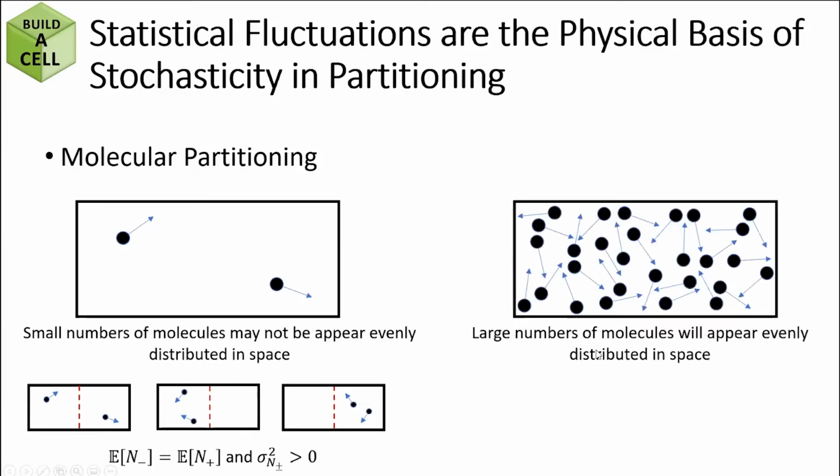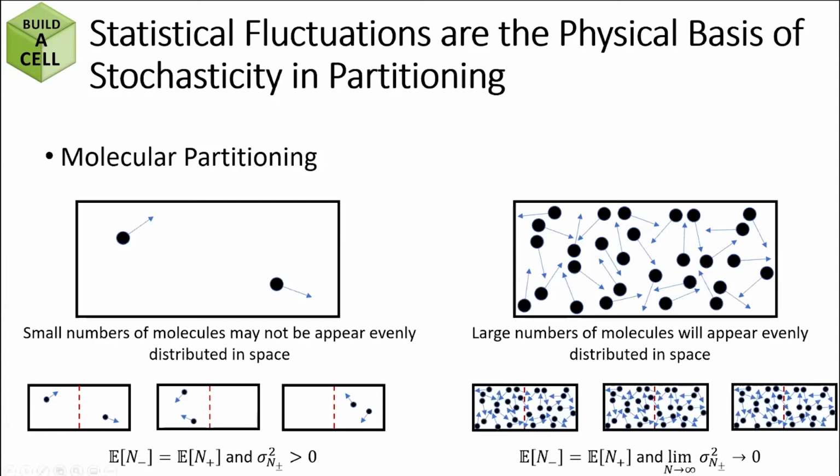However, when I have a really large number of molecules and I do the same experiment, I won't see any variance. So I can cut this large number of molecules in a box in half over and over again. And again, I'll expect that the same number of molecules will be on each side on average. And importantly, in the limit as my number of molecules goes to infinity, the variance in the number of molecules that I count on either side will go to 0. So partitioning is another effect that occurs when you have small numbers of molecules.